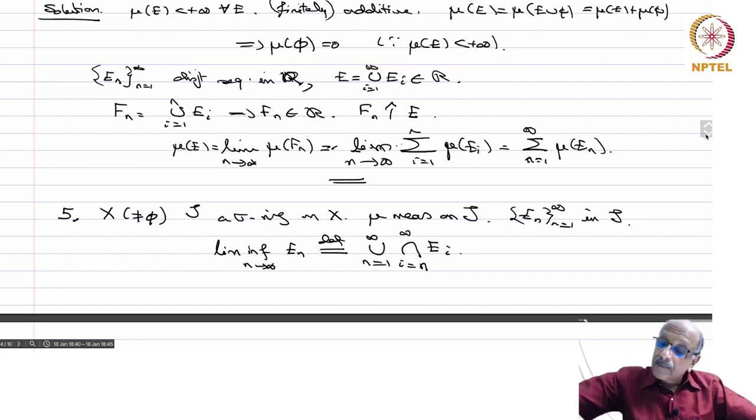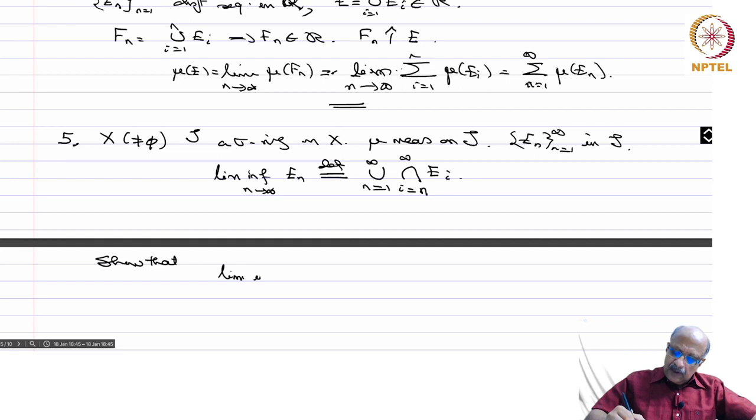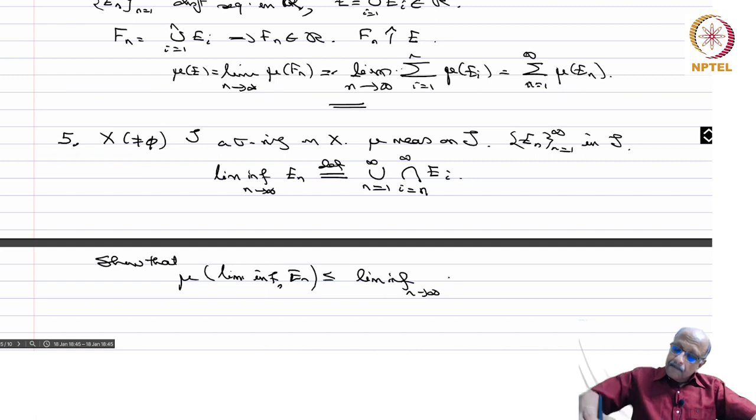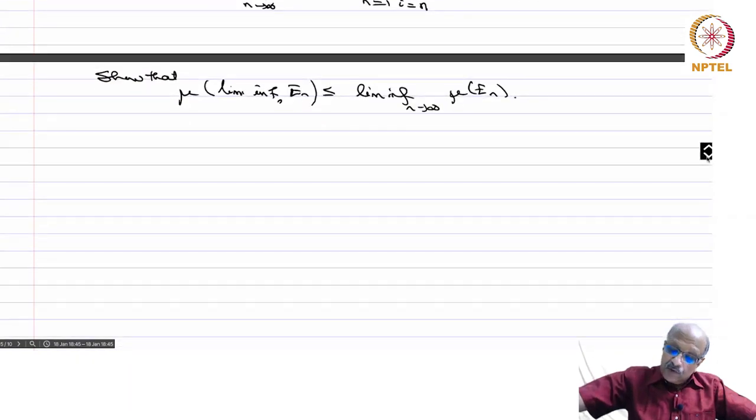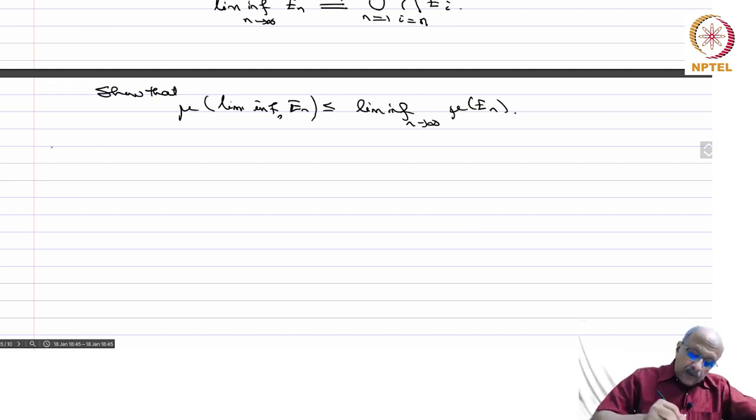So show that mu of lim inf En is less than or equal to lim inf mu of En. This is a very useful, very important inequality, and therefore it is good to know this. So solution.